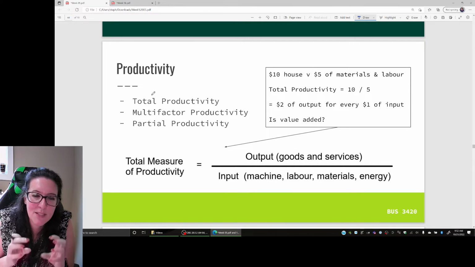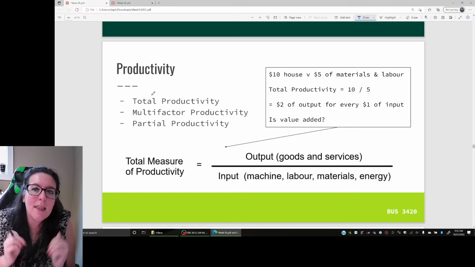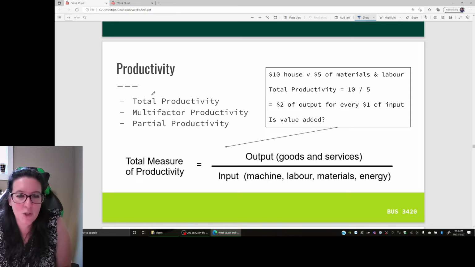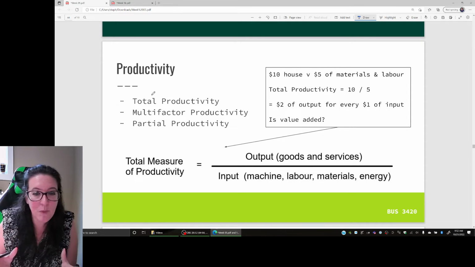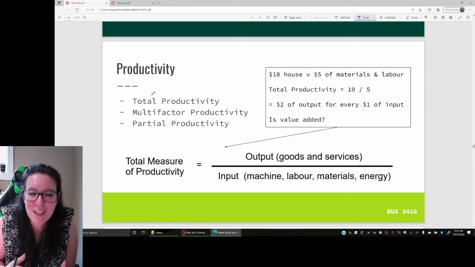So here, if it's a $10 house and $5 worth of materials and labor, then we are getting $2 of output for every $1 of input. The idea here is the value of what you make should be more than the cost to make it. We want to increase the value. We want to add value.